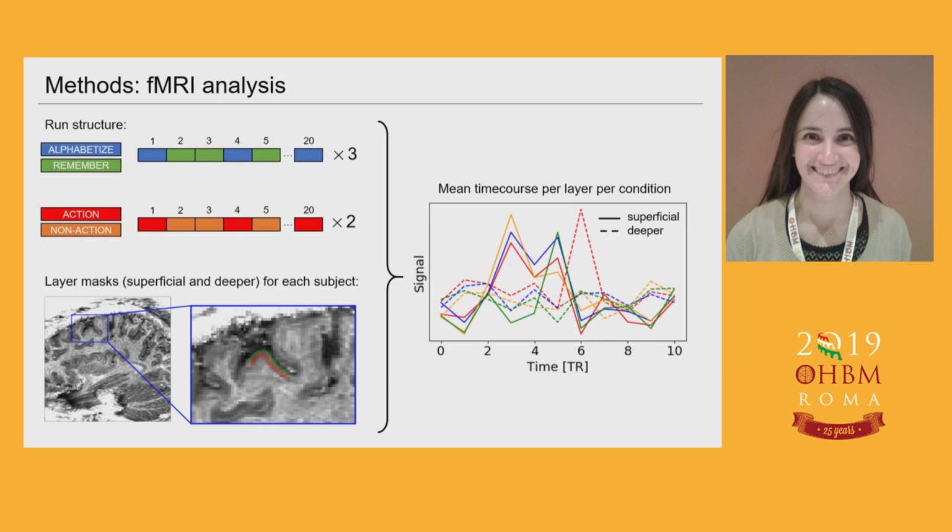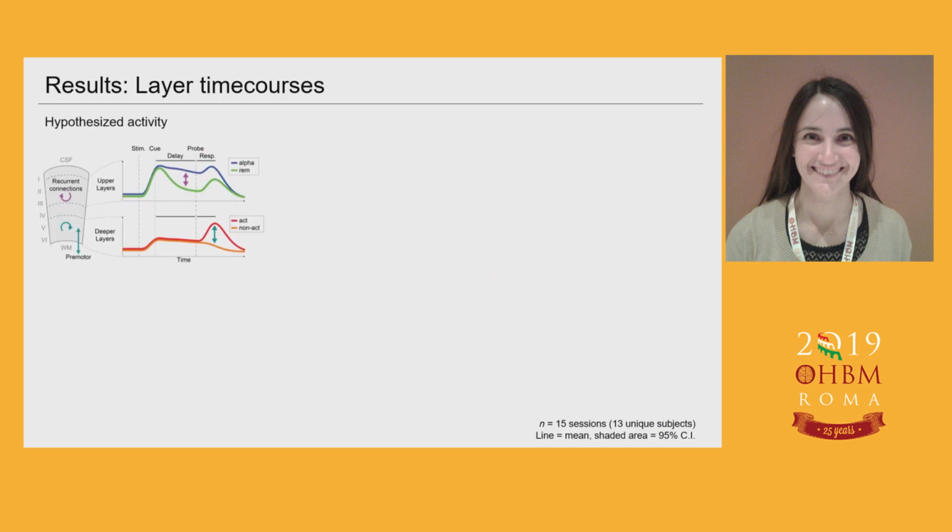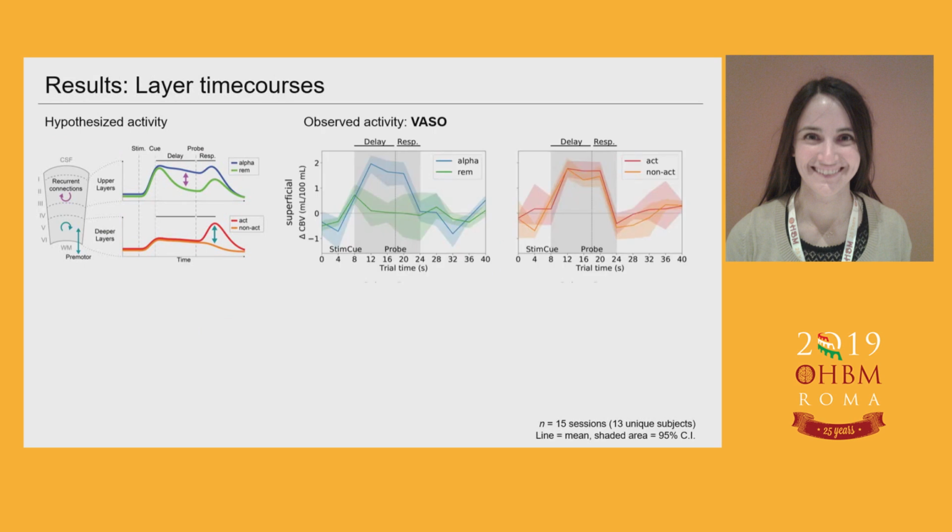Okay, so here are our results. I'm going to put the hypothesis there on the left so that we can refer to it. So when we look here in the superficial layers in this top row, if you look at the left-hand panel, the blue time course is alphabetizing, the green time course is remembering.